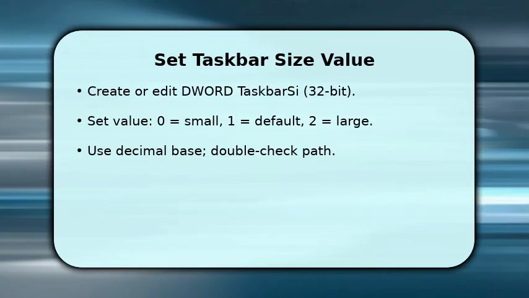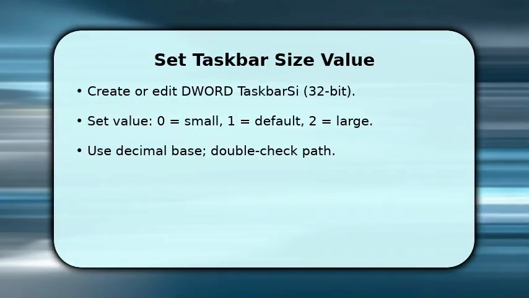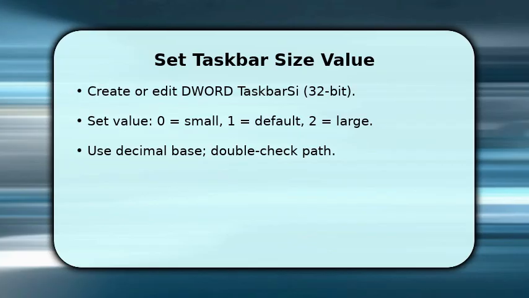Now you create or edit the DWORD named TaskbarSi in the Advanced key and use the decimal base. Set the value to 0 to make the taskbar buttons small, 1 is default and 2 makes them large. Once set, close regedit. You do this because Windows 11 reads TaskbarSi on Explorer start.